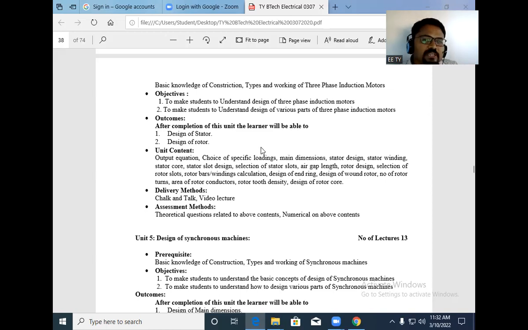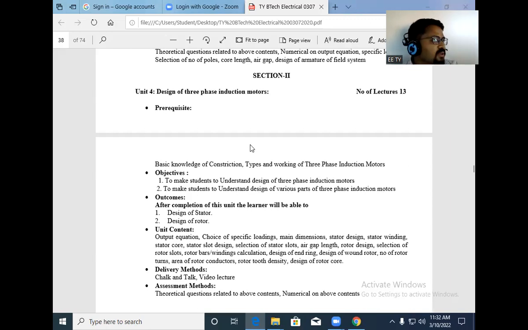Okay, now what is expected? See, whenever you are learning this chapter, our university clearly gives you, whenever you refer to the syllabus, what is expected from you or what prerequisite you should know. बघा प्रत्येक चॅप्टरचे इथं prerequisite दिलेलं आहे. What is the meaning of that prerequisite? You should know basic knowledge of construction of three-phase induction motor, then types and working of three-phase induction motor.